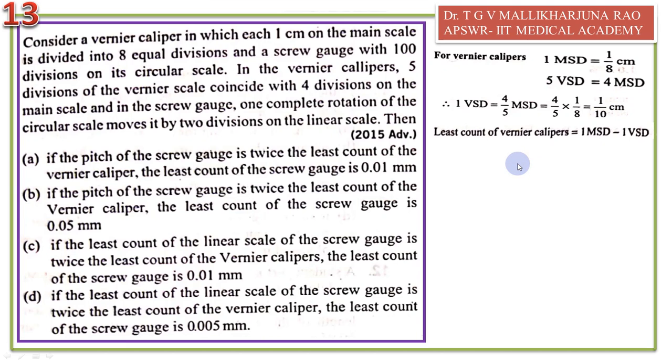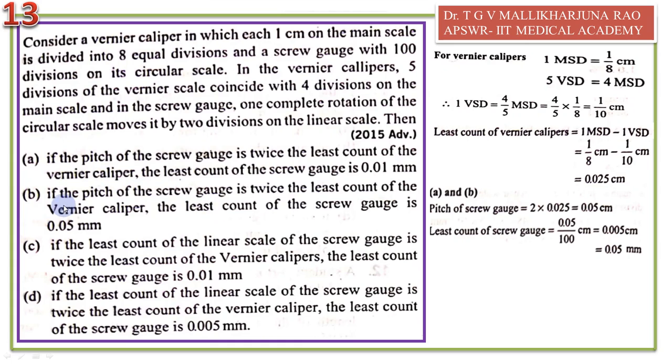Then the least count of the vernier calipers is equal to 1 MSD minus 1 VSD. Substitute the 1 MSD and 1 VSD values here. You will get 0.025 centimeter. Then go to the options.